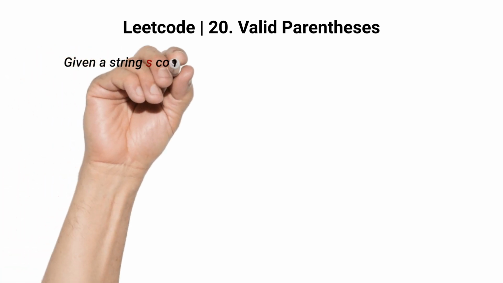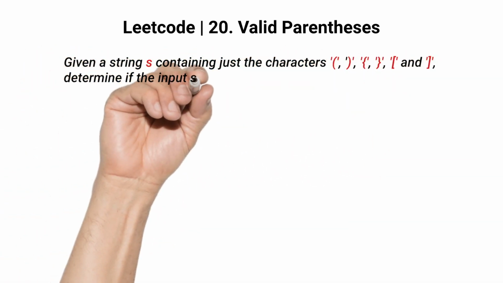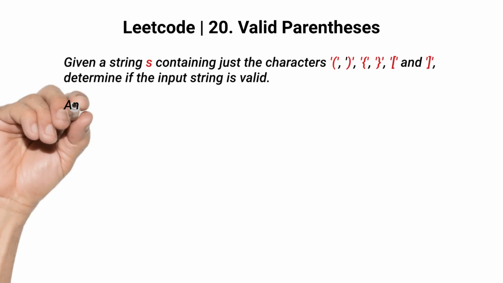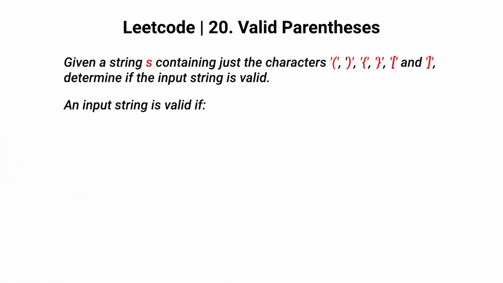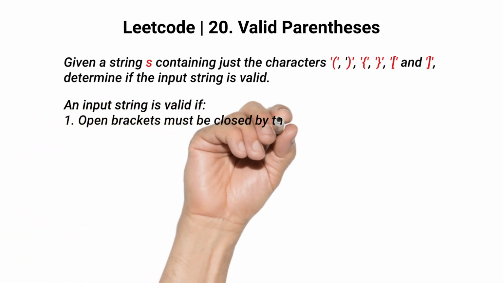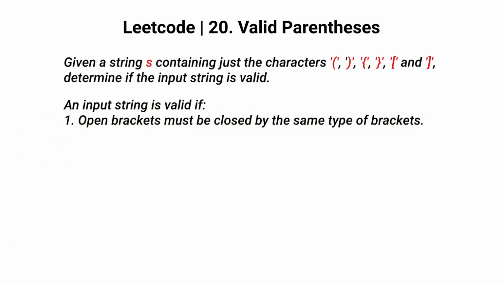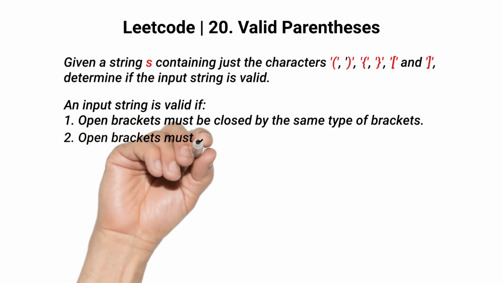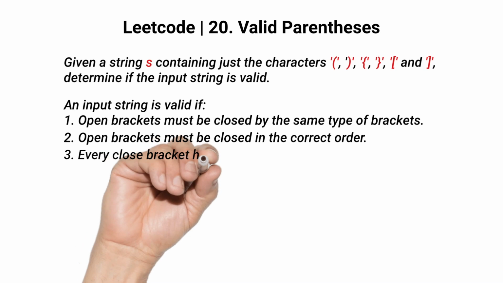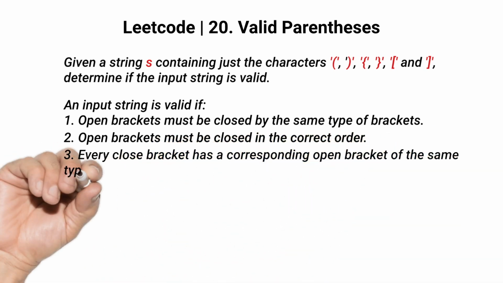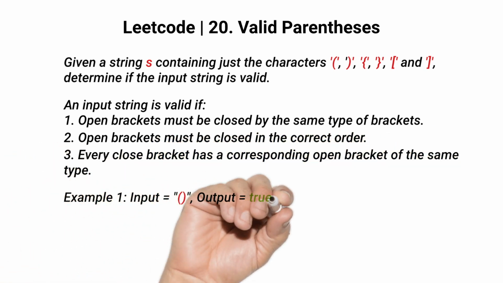LeetCode Problem 20, valid parenthesis. Given a string containing just the following characters, determine if the input string is valid. An input string is valid if 1. Open brackets must be closed by the same type of brackets. 2. Open brackets must be closed in the correct order. And 3. Every closed bracket has a corresponding open bracket of the same type.